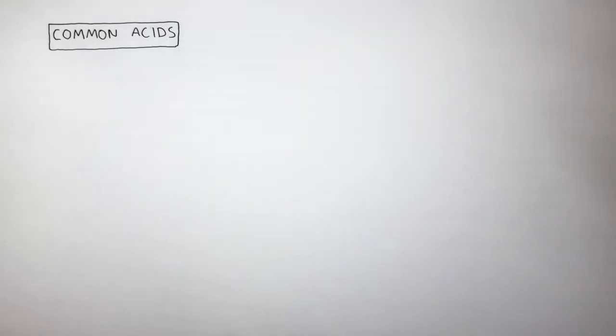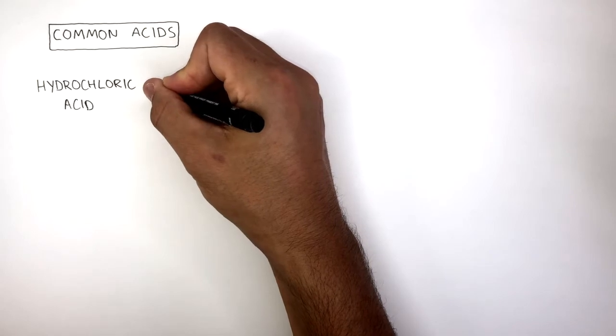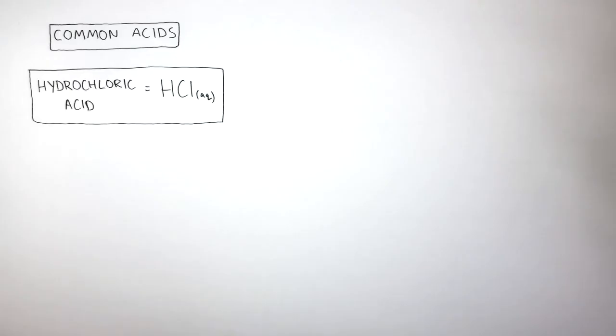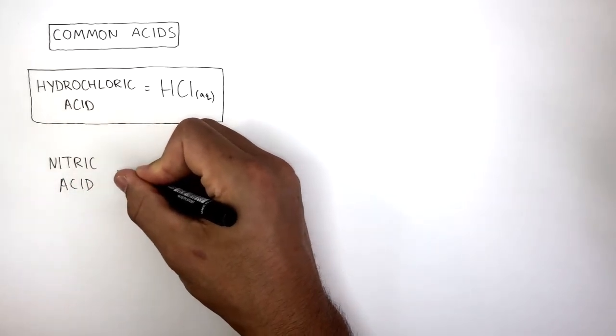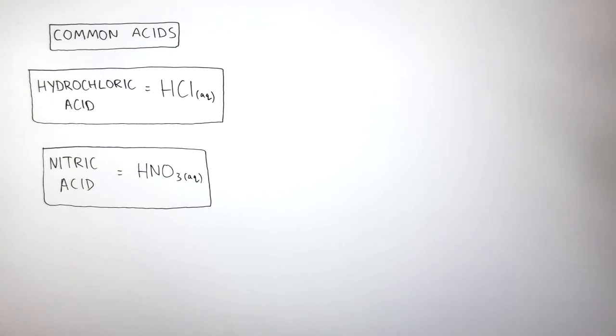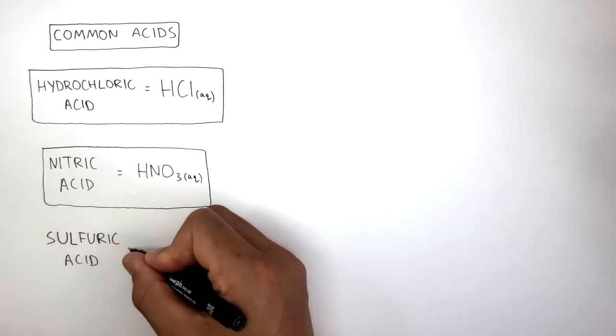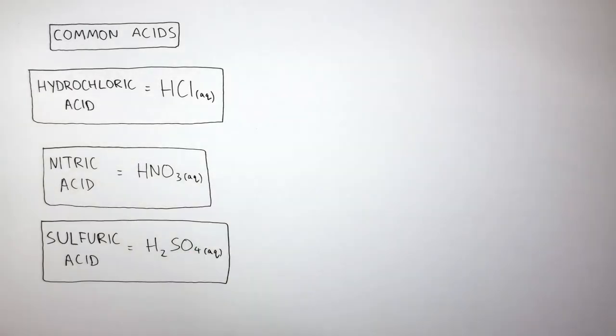Common acids you need to know about are hydrochloric acid, which has a molecular formula of HCl(aq), for aqueous, nitric acid, which has a molecular formula of HNO3(aq), and sulfuric acid, which has a molecular formula of H2SO4(aq). All three acids are aqueous solutions, which means they are dissolved in water.